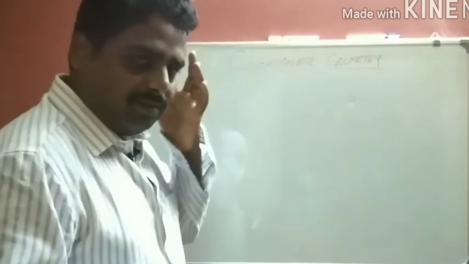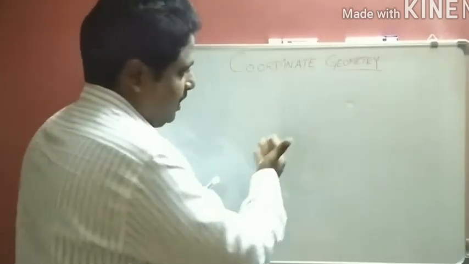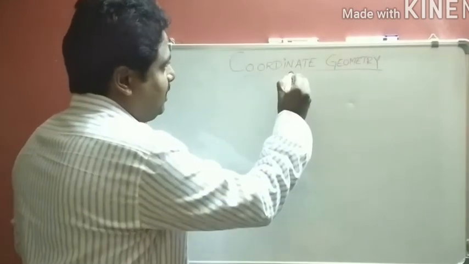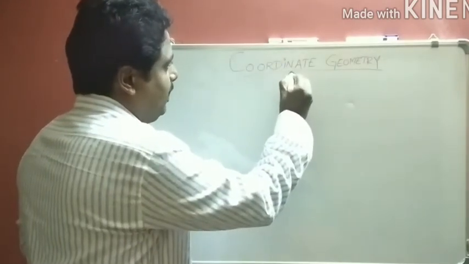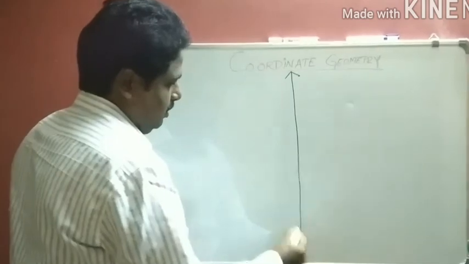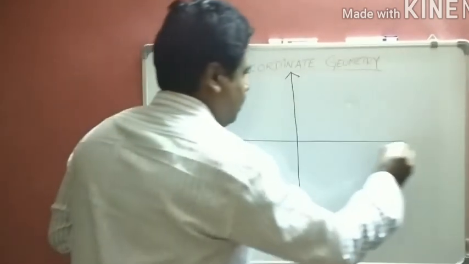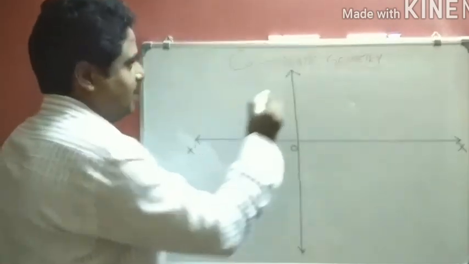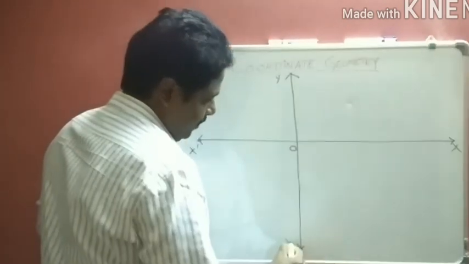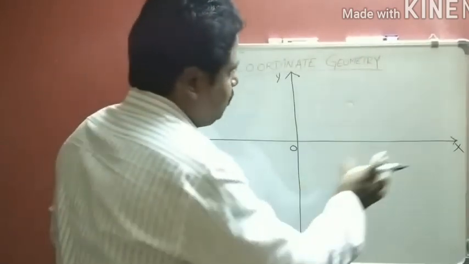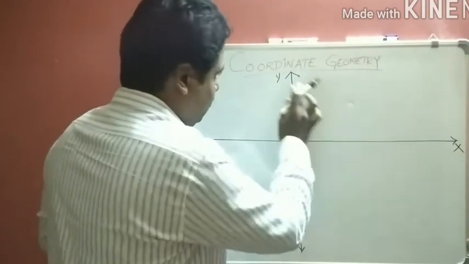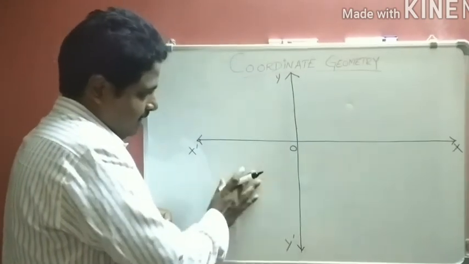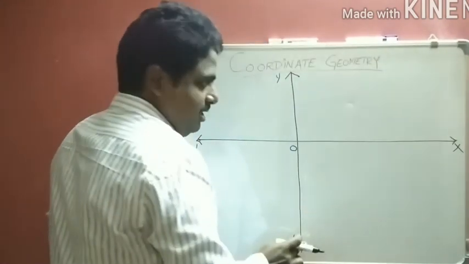Let us see what he gave for coordinate geometry. Let us take a two-dimensional plane. This two-dimensional plane can be divided into four equal parts, such as X O X dash, Y O Y dash. So here X O Y is one part, Y O X dash is the second part, X dash O Y dash is the third part, and X O Y dash is the fourth part.